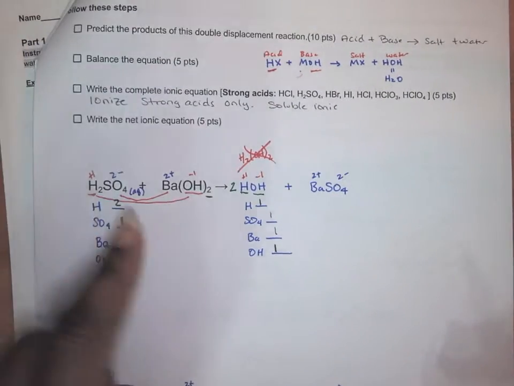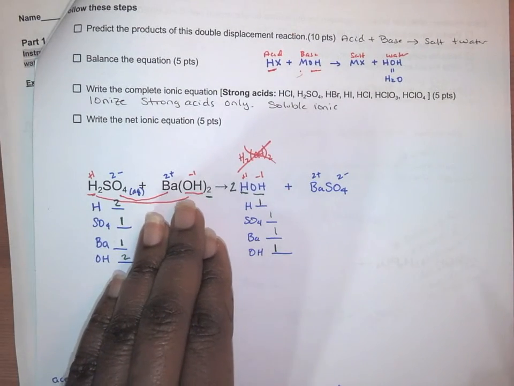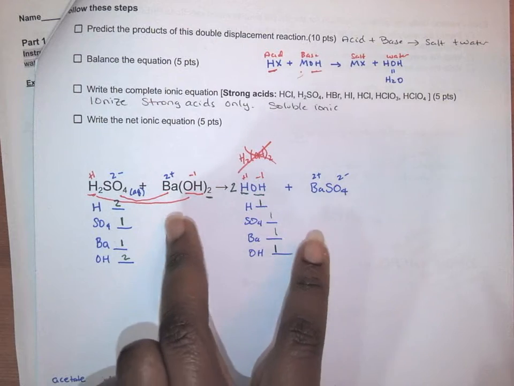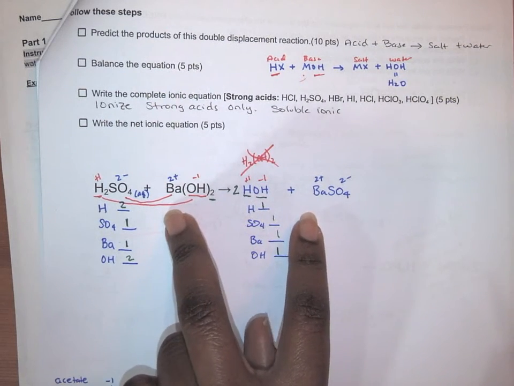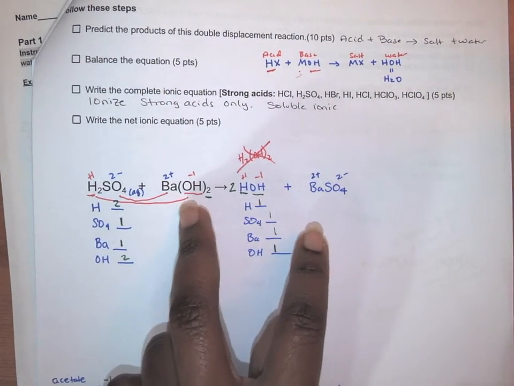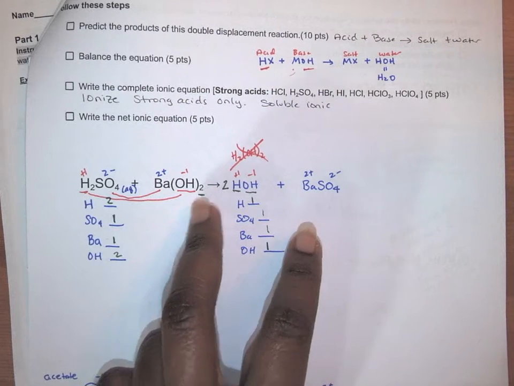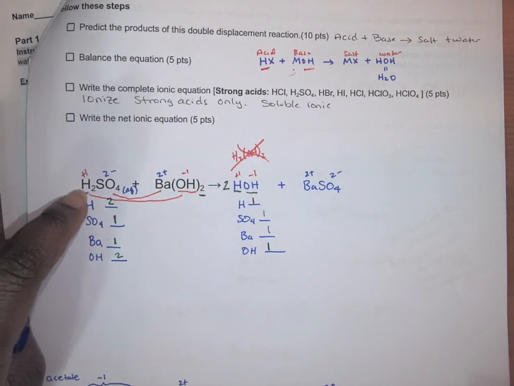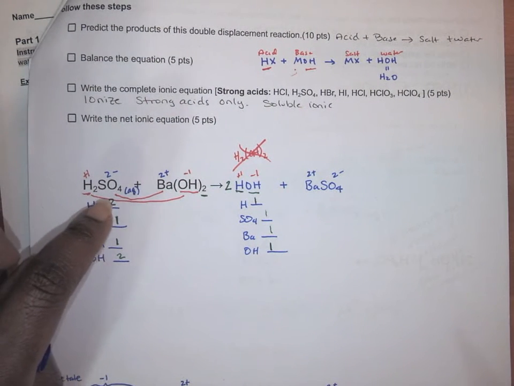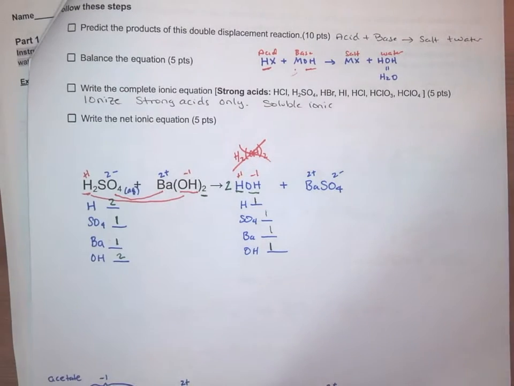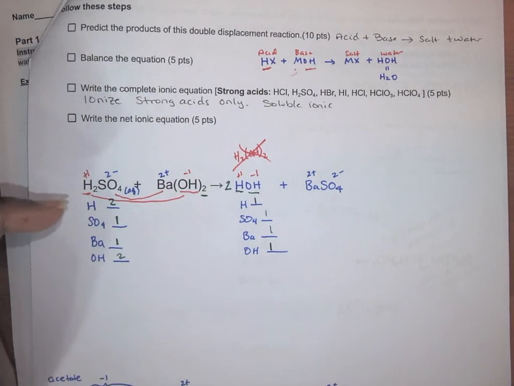ionic compounds. Like what we did before with the precipitate reaction, barium hydroxide, barium sulfate, those are ionic compounds because they have a metal and non-metal. So if they're aqueous, then you can split them apart into ions. But acids are covalent molecules. These have all non-metal atoms. So just because they're aqueous doesn't mean we can split them apart into ions. We'll see when we can split the acids apart and when we can't.